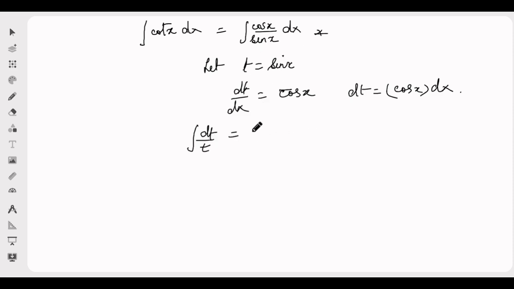So this is dt upon t, or after integrating, now we know that integral of 1 upon t is log t plus c. This is equal to log of sin x plus c. Yes, so if you differentiate log of sin x, you will get cot x, and hence integral of cot x will be log of sin x.